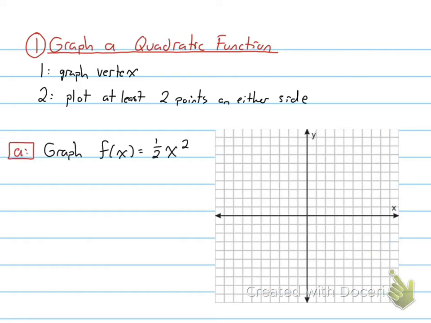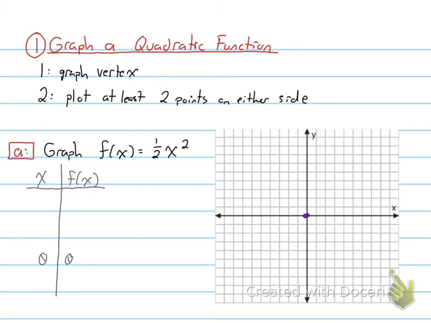So let's start here. Let's graph the first one by hand just to see how we could do it. In the next example, we'll go from the calculator. Here I have f of x equals 1/2 x squared. So if I have my table, I'd first want to plot my vertex. Here that would be 0, 0.